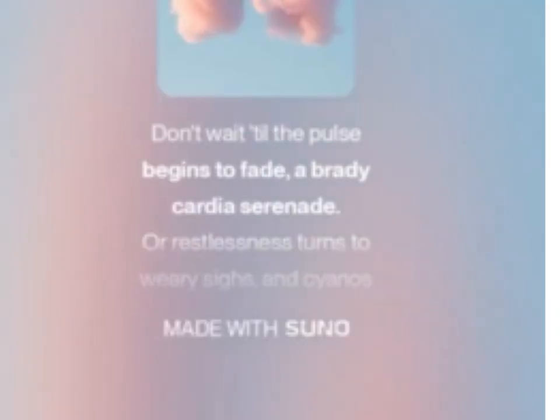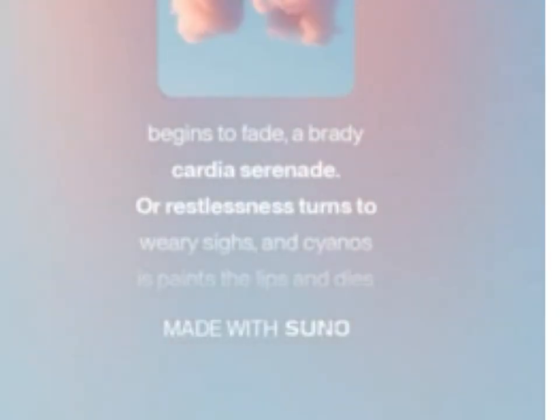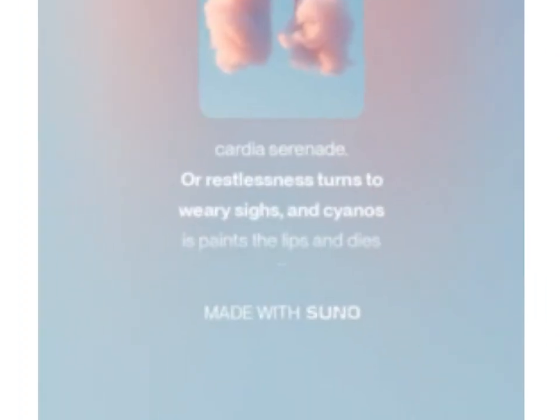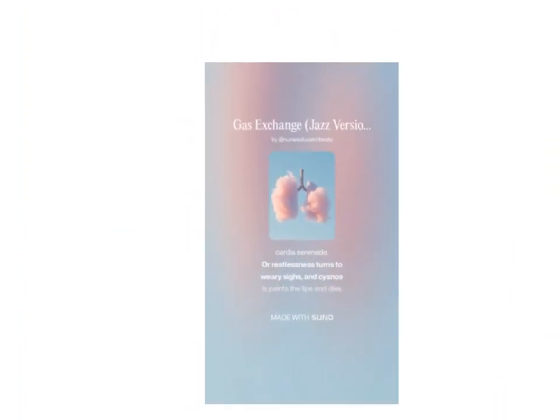Don't wait till the pulse begins to fade, a bradycardia serenade, or restlessness turns to weary sighs, and cyanosis paints the lips and dies. Those late bad signs, the final cry.